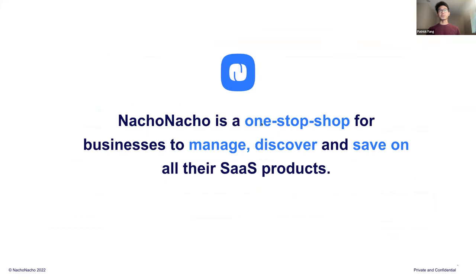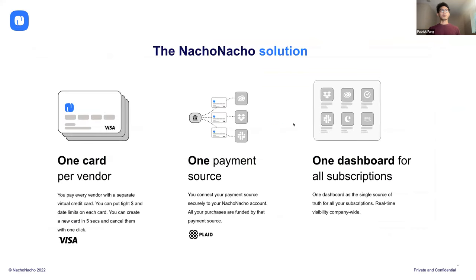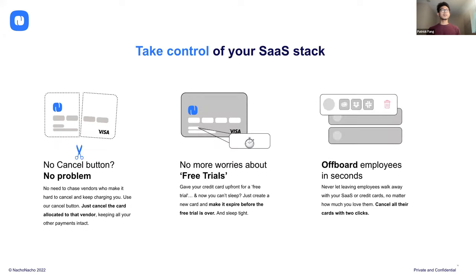This is where NachoNacho comes in. So we've built a one-stop shop for businesses to manage, discover, and save on all the different SaaS products that they use. Our product allows us to find one card for you to use, one card per vendor, as well as pay for everything from a single payment source. And you also get a dashboard where you see all the different subscriptions that the company is paying for, as well as how much is being charged on a month-to-month basis.